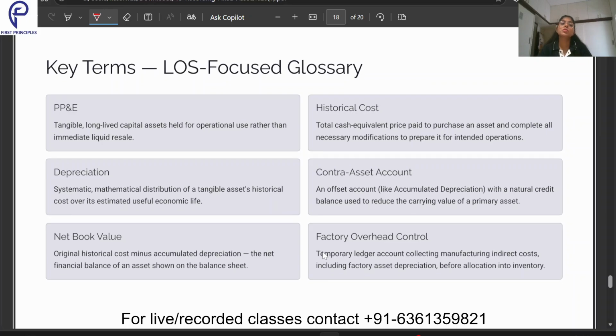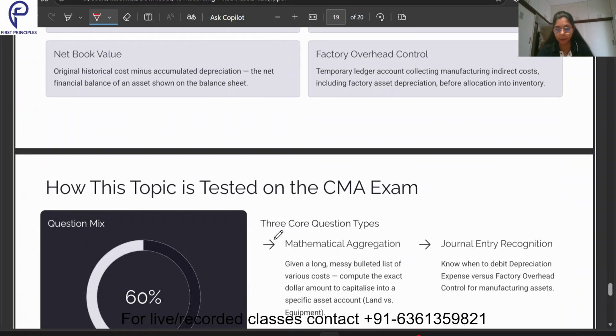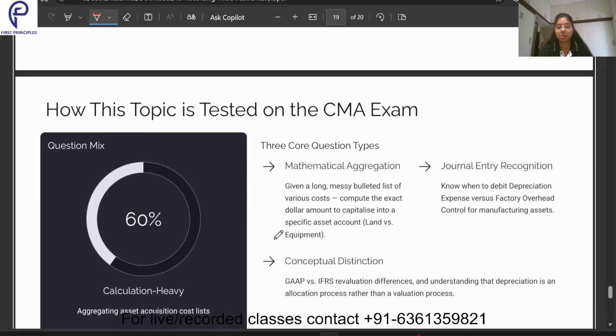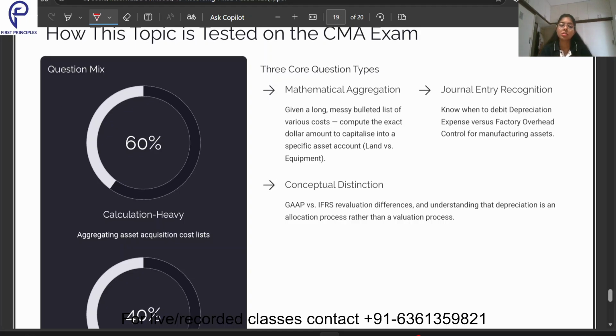These are some key terms which we should be aware of, understand, and obviously retain. I will not say memorize or mug it up, because if you understand anything, it becomes really easy to implement in actual questions and we are able to understand things better. How can this topic be tested? It can be calculation heavy and conceptual. How can it be calculation heavy? Because they can ask for a calculation of depreciation. The next chapter is going to be on depreciation, so we will understand that chapter and then it will become really easy for us.